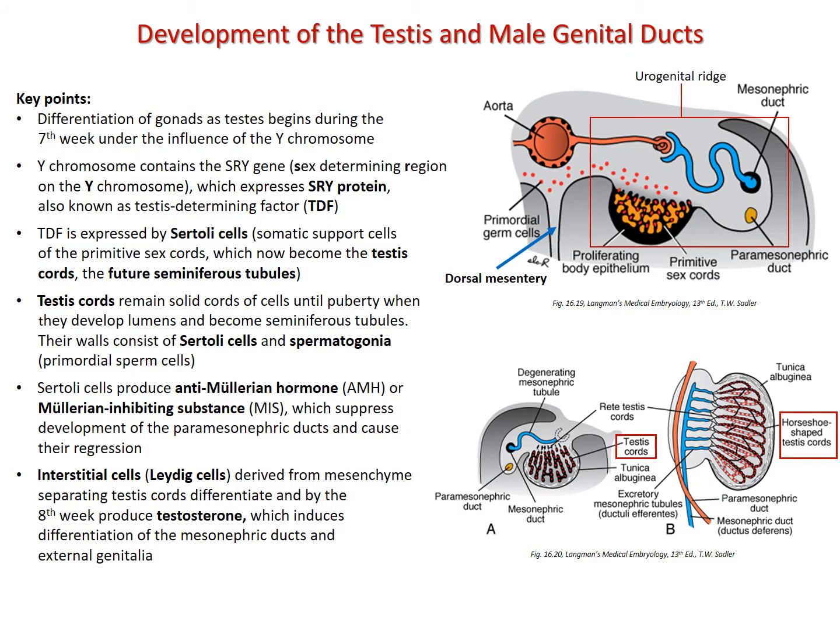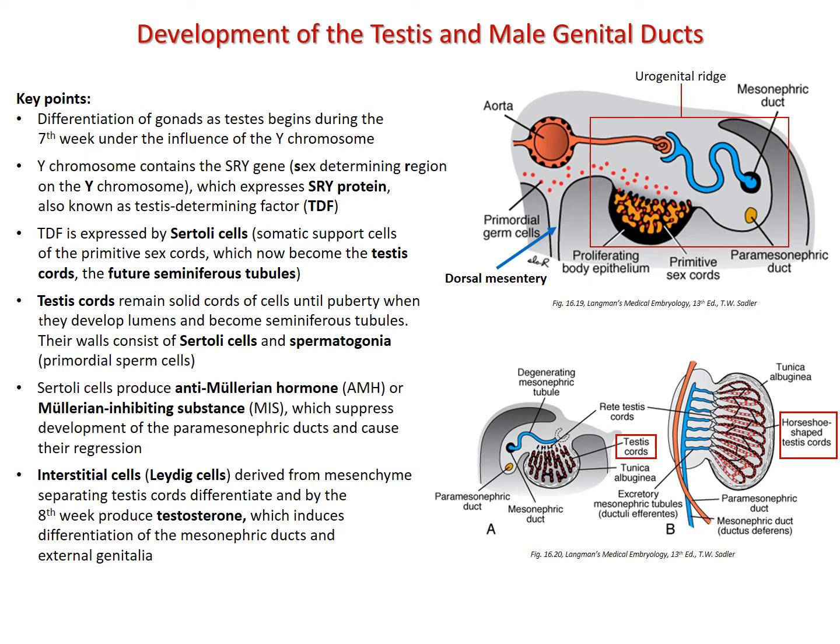Differentiation of the gonads as testes or ovaries begins during the 7th week under the influence of the Y chromosome in males or the lack of a Y chromosome in females. The Y chromosome contains the SRY gene, or the sex-determining region on the Y chromosome, which expresses SRY protein, also known as testis determining factor, or TDF. This factor determines testicular differentiation as well as development of the male genital ducts and associated glands. Embryos in which this gene is not expressed develop as females.